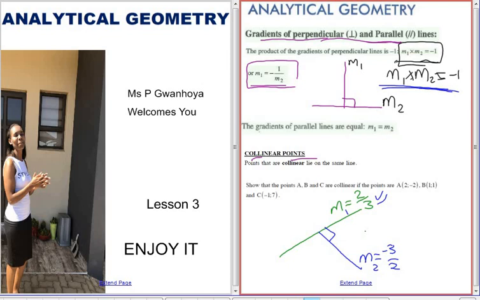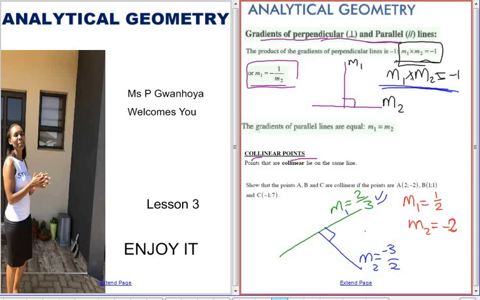Just to check if you're following, if our m1 was equal to, let's say, a half, what was going to be our m2? You invert, and when you invert it, it's 2/1, so it's just 2, and then you put a negative. It's that simple. So that is the relationship we have for perpendicular lines.